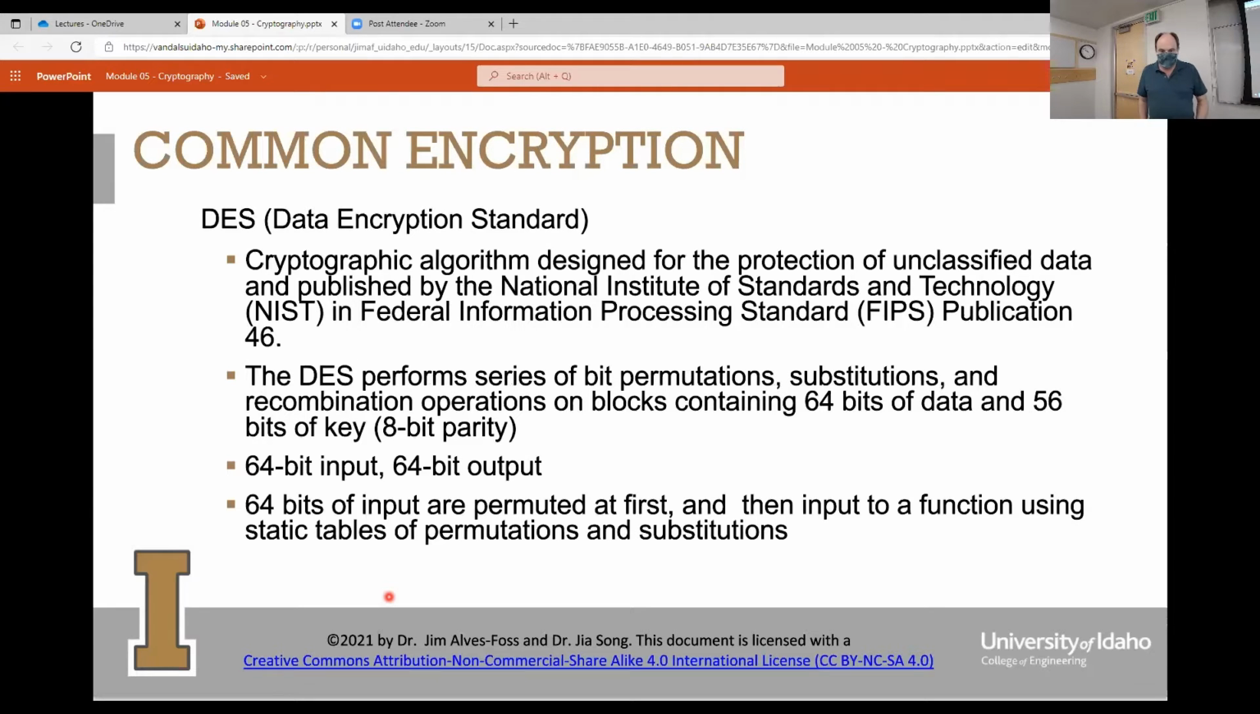Okay, so let's talk about some common encryption mechanisms. A common one, still used today, is the Data Encryption Standard. It was designed for protection of unclassified data and published by the National Institute of Standards and Technology, NIST, in a Federal Information Processing Standard, or FIPS publication, publication 46.